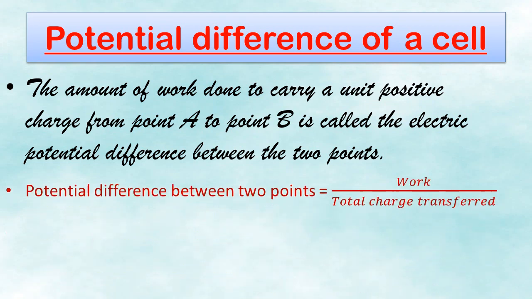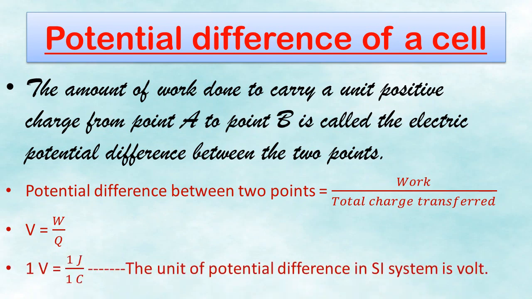Now here we have the formula for the potential difference between 2 points, from point A to B. Potential difference is equal to work done divided by total charge transferred from point A to B. Symbolically, potential difference is represented as V, work done as W, and total charge transferred from A to B as Q. So the formula for potential difference is V equals W upon Q.